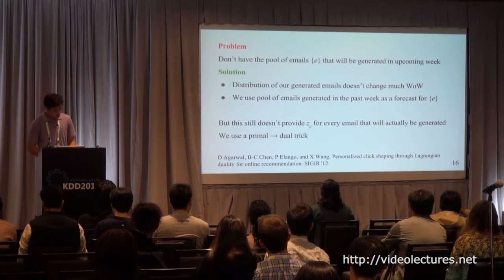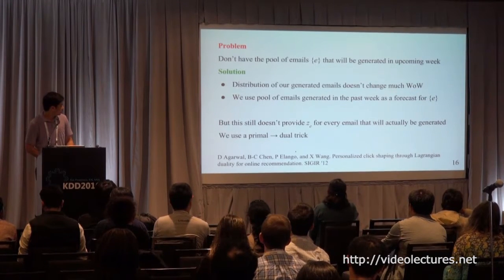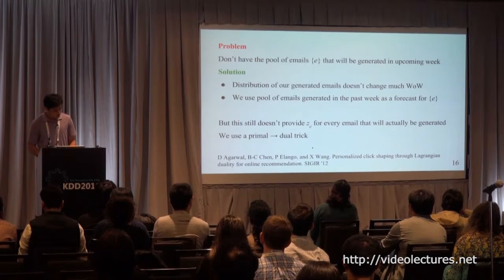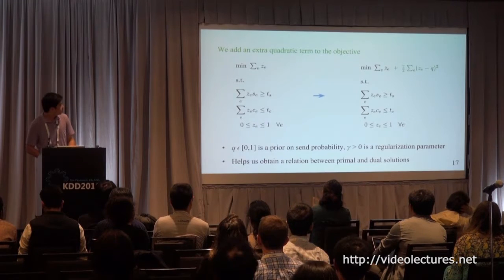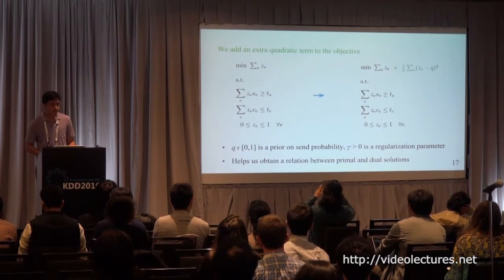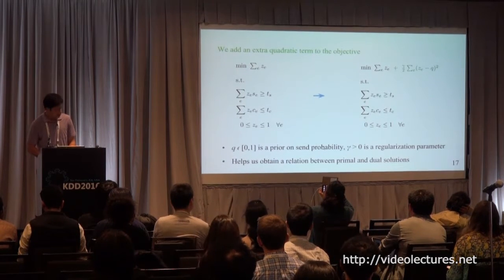To overcome this problem, we use a primal to dual trick, which has been introduced in this paper. It's a very fancy trick and works really well in practice. The way it works is we first add an extra quadratic term to the objective. And you can think of this as a regularization term.